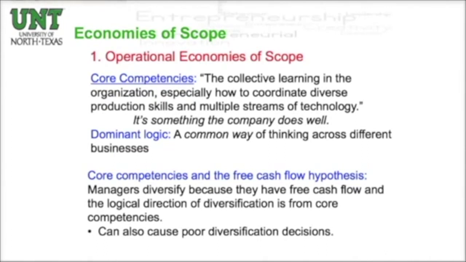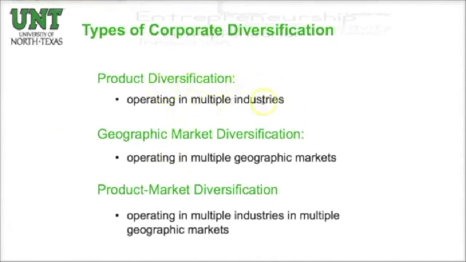Core competencies. We talked about core competencies a little earlier on, and it's something the company does well, something it's known for, it does extremely well. Dominant logic is something new that I want to explain. This is a common way of thinking about a business. So here's something to know. For every business that a company is in, every industry, each new product market, it needs to have a dominant logic. So that means it needs to have a way.